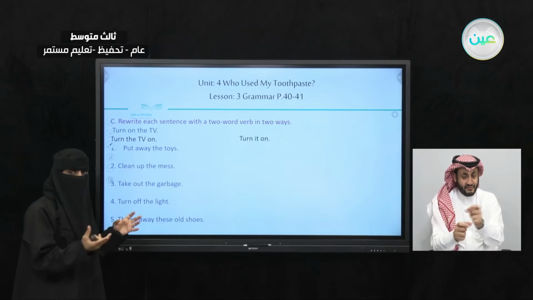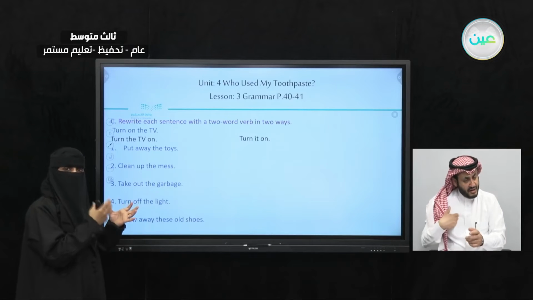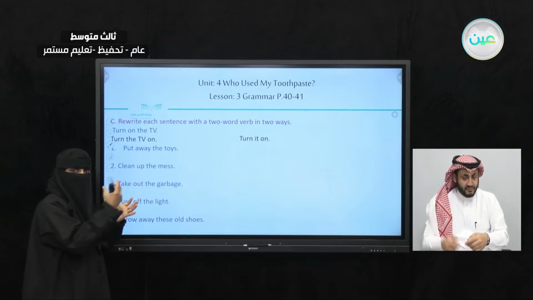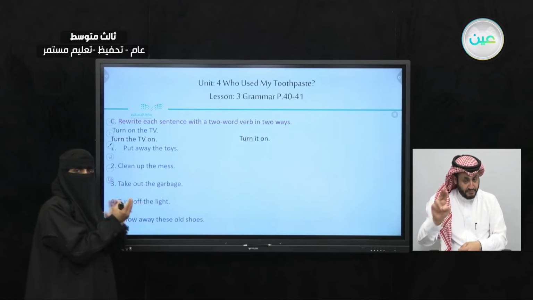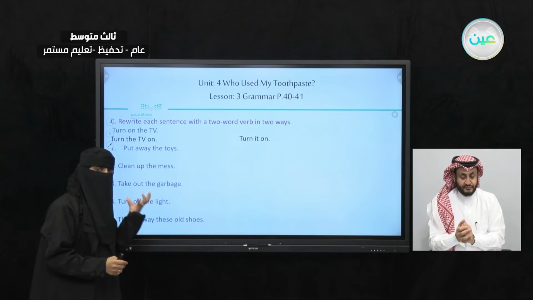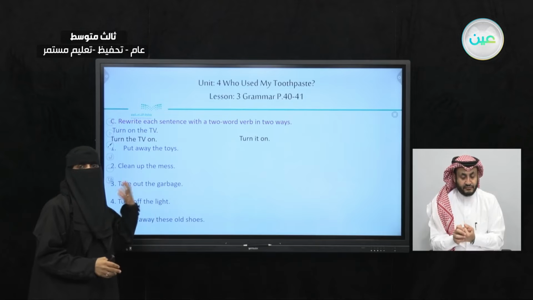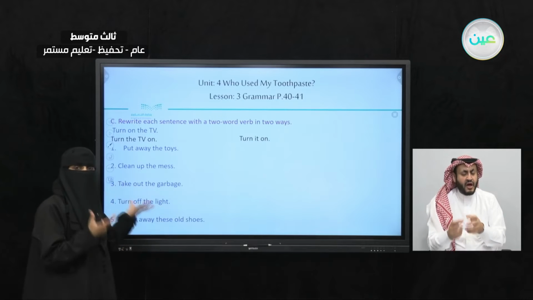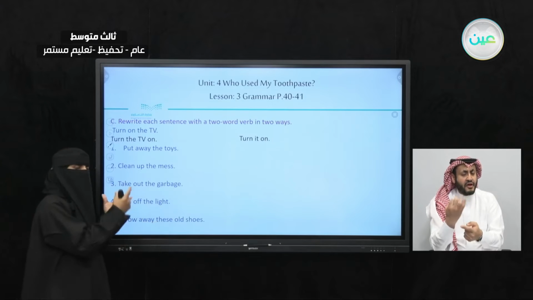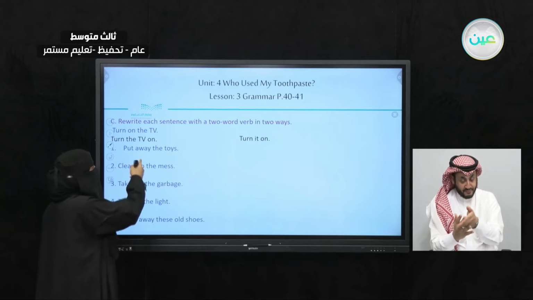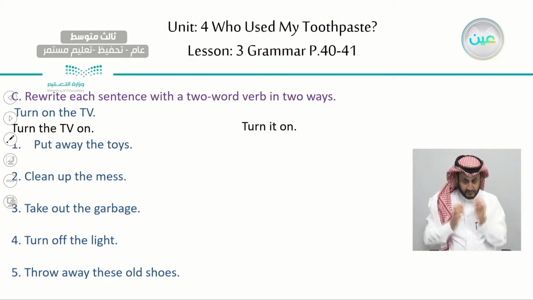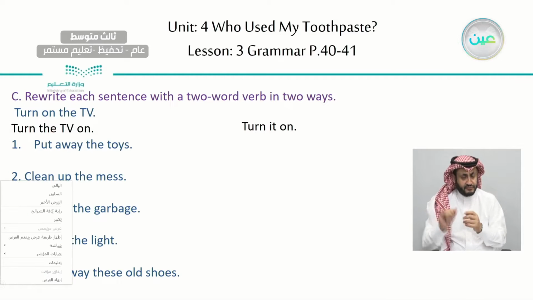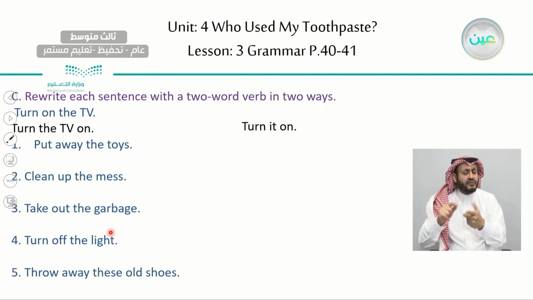If it's not a pronoun, you can change the location either at the end of the sentence or in the middle between the two words. If it's a pronoun, you have to think about the pronoun. Is it plural? What kind of pronoun is it? Then put it in the middle. Like here, when we are referring to TV, we used it. Okay? Here we used it.